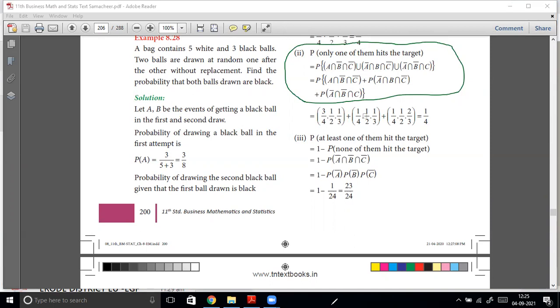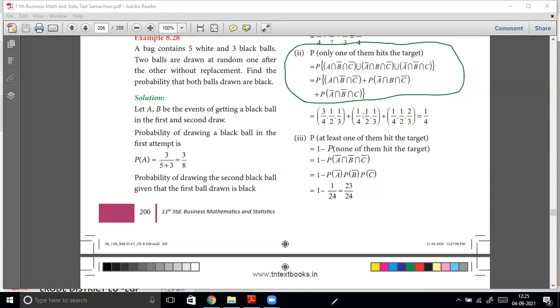A, B, C, all of them get one chance, uncle. Out of these three, only one will hit. So A is hitting, and then B dash and C dash didn't hit. A intersection B dash intersection C dash means they missed a shot. A is hitting, B does not hit and C does not hit. That's what it means.